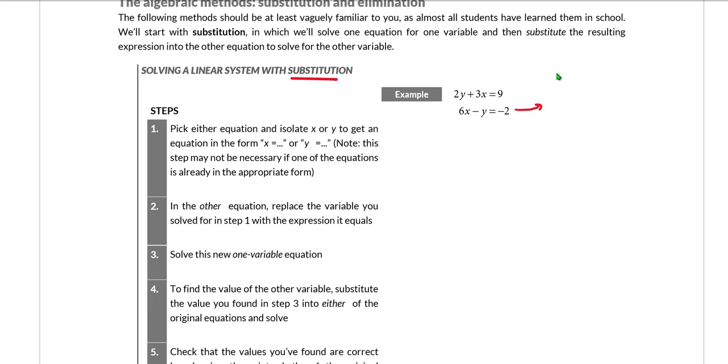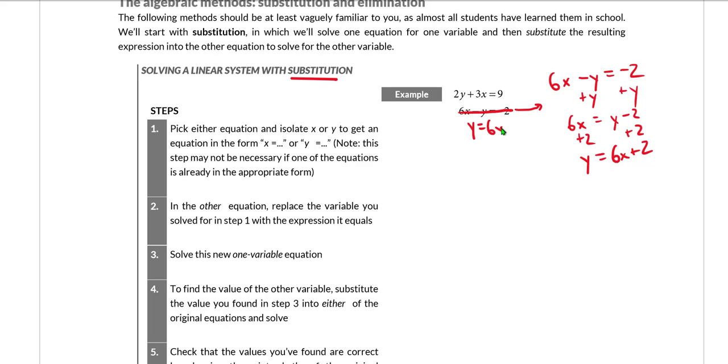So what we're going to do is write down 6x minus y equals -2. I'm going to add y to both sides, and I'm going to get 6x equals y minus 2, and then I'm going to add the 2, and I get, just flipping the equation around here, y equals 6x plus 2. So instead of this second equation, I now have y equals 6x plus 2. That is step 1. I have isolated one of my variables.